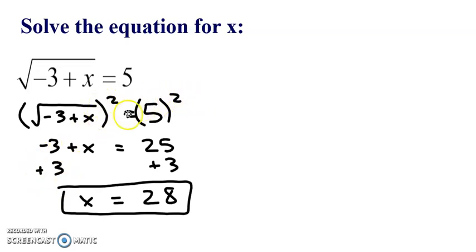Okay, so I'm going to square both sides, and that square is going to cancel with the square root. Those are opposites, and so we get -3 plus x on the left, 25 on the right. And in order to get x by itself, we just have to add 3 because those will cancel out. When we add 3 to the right side, we get 28. Now I can go ahead and double check my answer by plugging in 28 here. -3 plus 28 is 25, and I know the square root of 25 is 5.